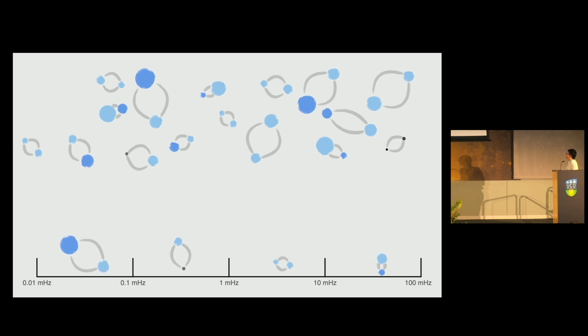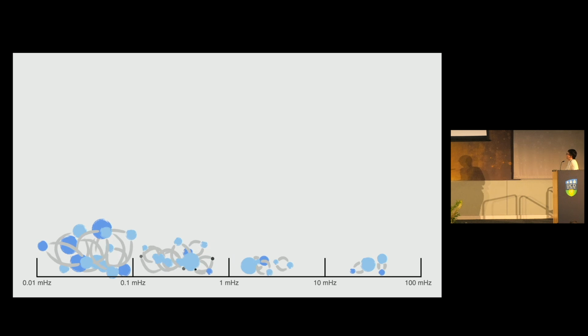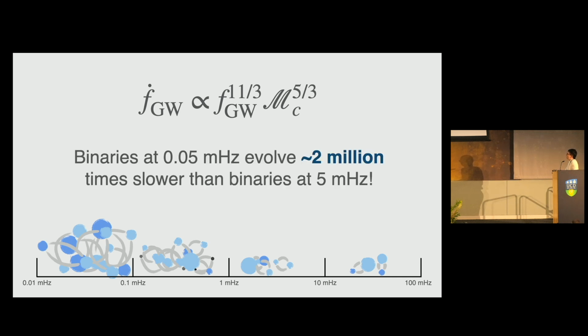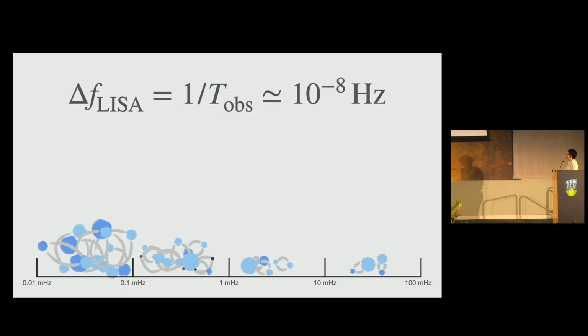If you do that for the whole galaxy, what you find is that because all of these sources are driven by gravitational wave evolution, and this frequency power is so dang strong, you end up with many, many binaries down here and many fewer binaries down here, because binaries at 0.05 millihertz evolve 2 million times slower than binaries at 5 millihertz. So they start out slow and they zip through. This is compounded by LISA's frequency resolution.